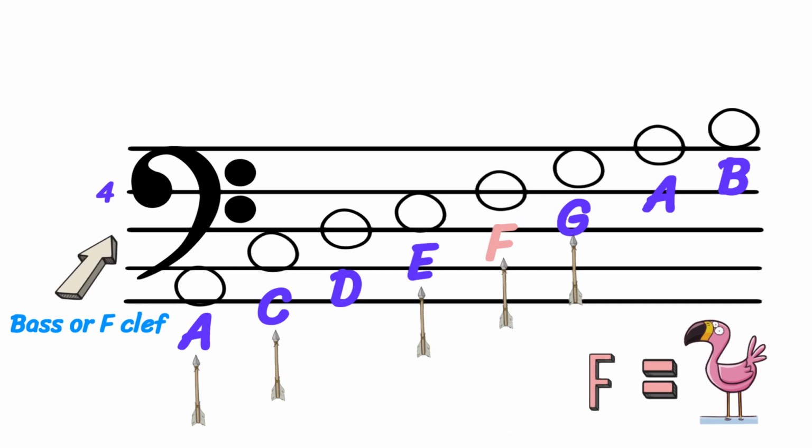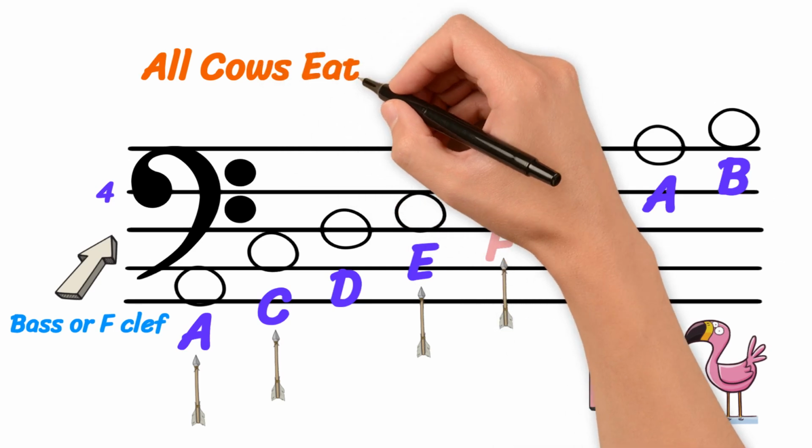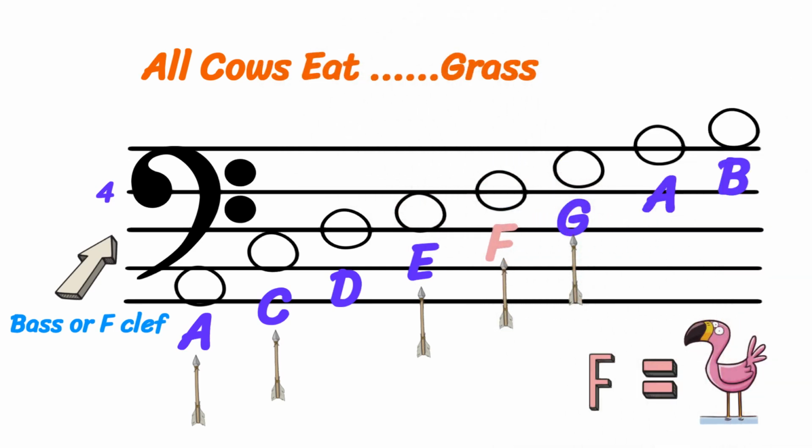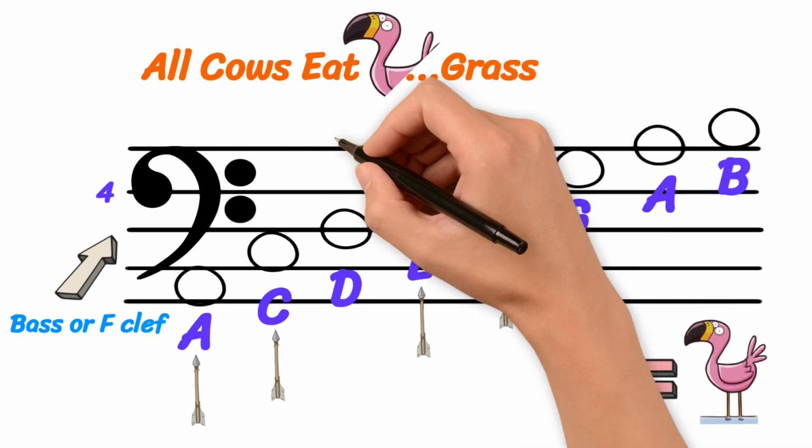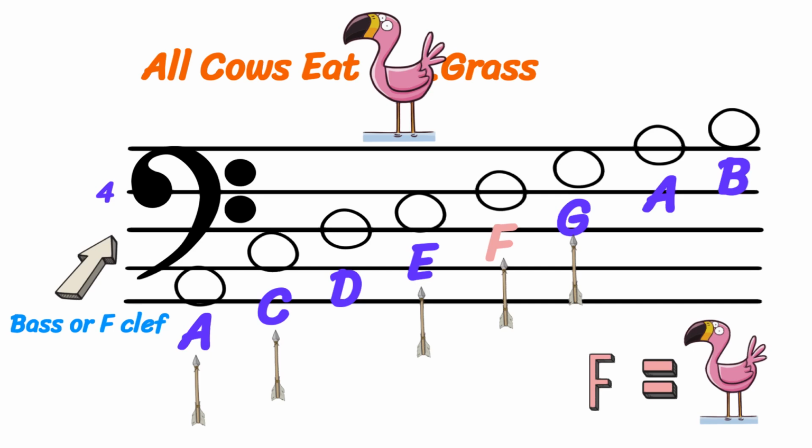You can memorize a sentence like, "All cows eat flamingo grass." Wait a second. I don't know whether cows really eat flamingo grass, but flamingo grass is a real plant.